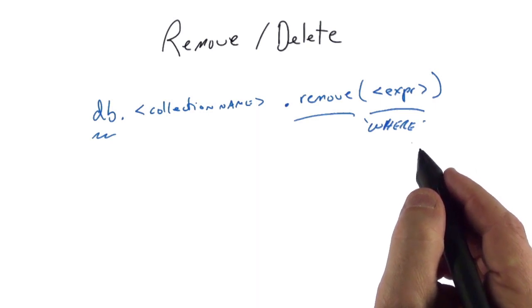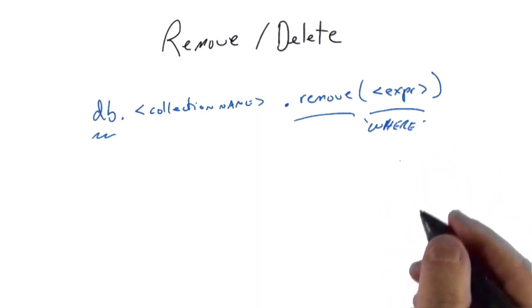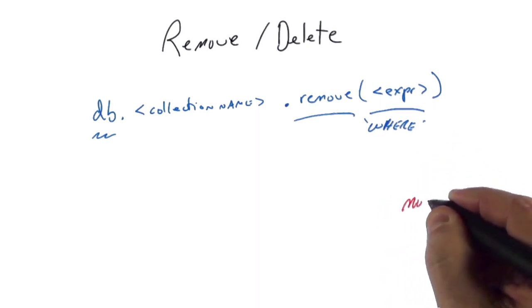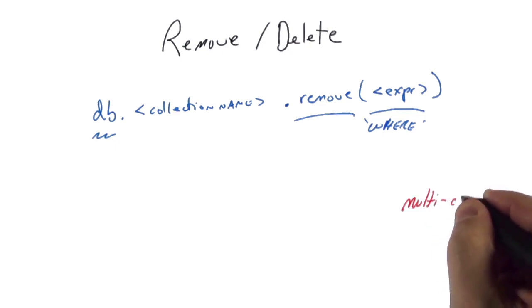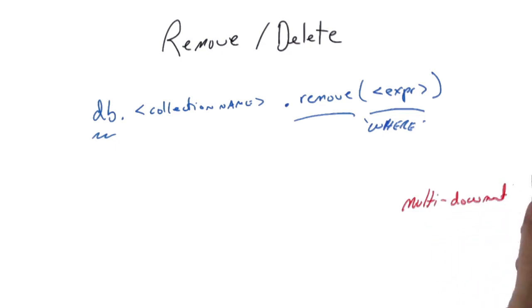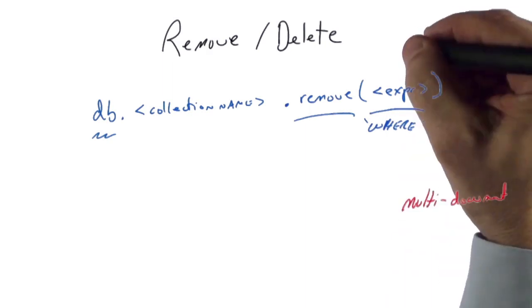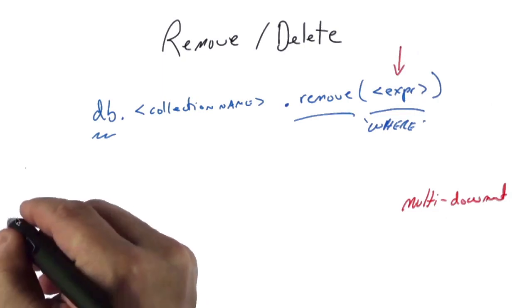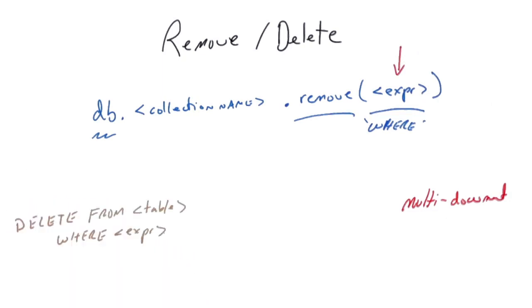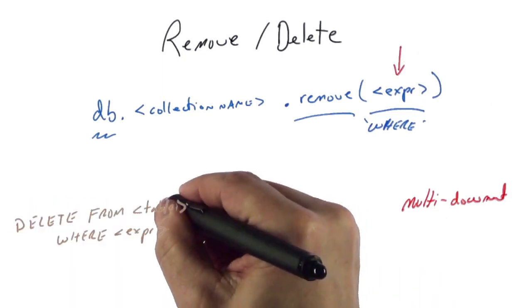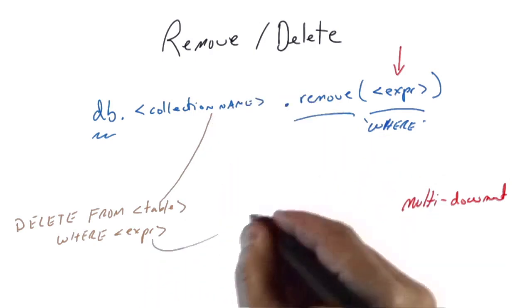So the key thing to remember here is that this is a multi-document operation, right? So with one of these operations, we could remove everything from the entire collection if we wanted, or only certain documents, or only one. It's going to depend what we put in here, right? To make an analogy, in SQL, we would have something like that. So there's a rough correspondence here.